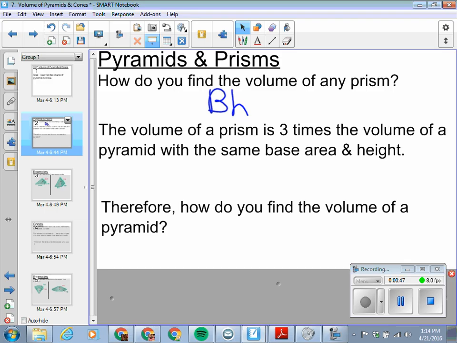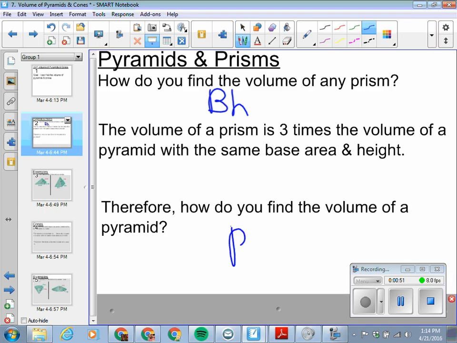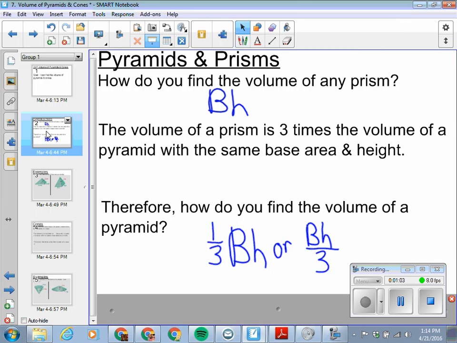So therefore, to find the volume of a pyramid, we just find, again, the area of the base and the height, and multiply it by 1/3, or you can think of it as area of the base times the height, divided by 3. You'll see whatever's easier for you to use based on what you find for base and height. Either formula works the same.